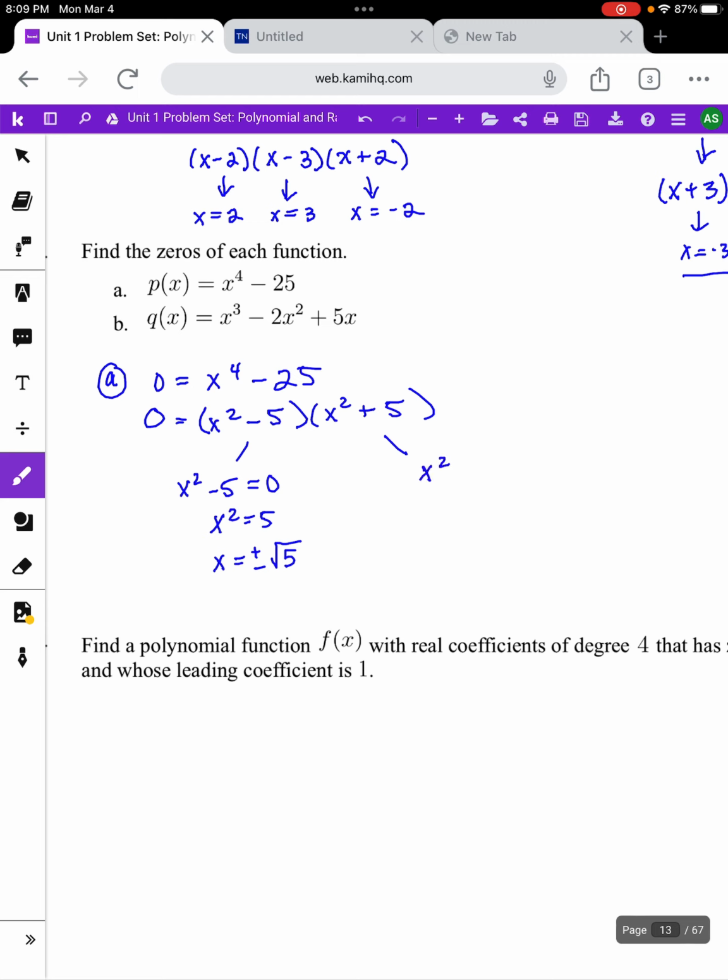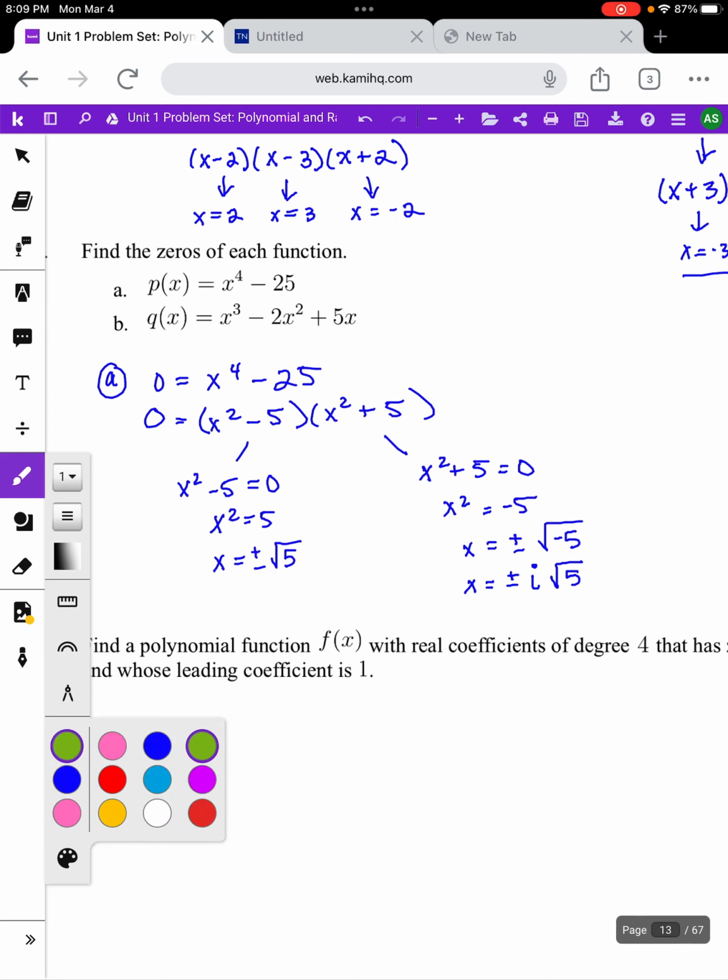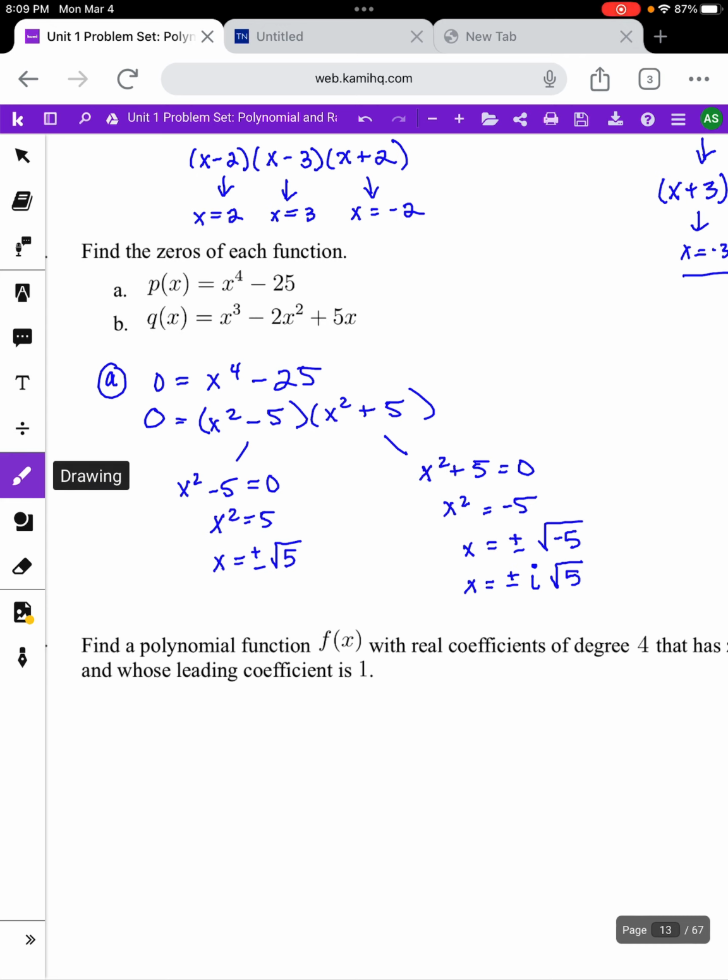Over here, this is a sum of squares, so these are going to be imaginary. X squared equals negative 5. X equals plus or minus the square root of negative 5, which is plus or minus i root 5. So those are our 4 answers. Remember, you would have to have 4 answers because it's to the 4th power. And we do. We have 2 here, positive and negative, and then positive and negative here again.